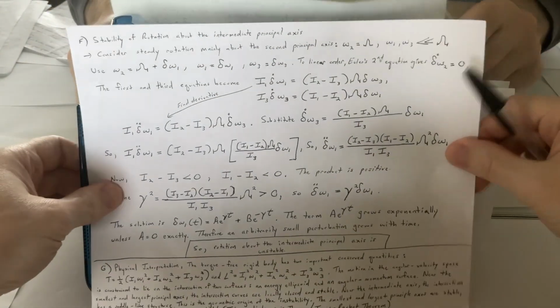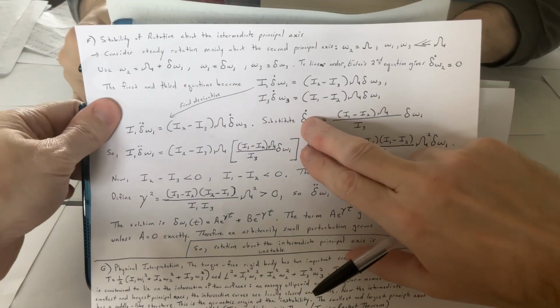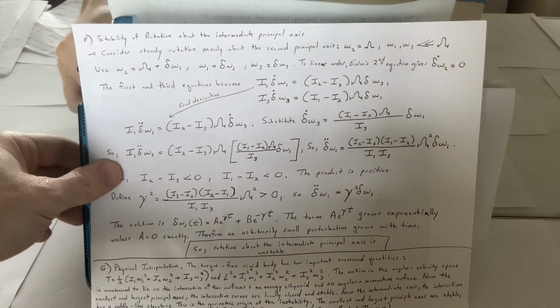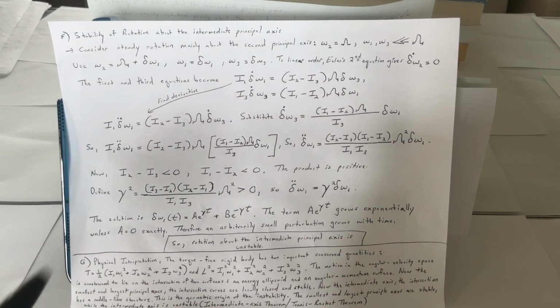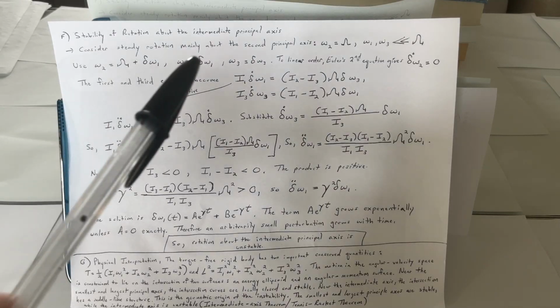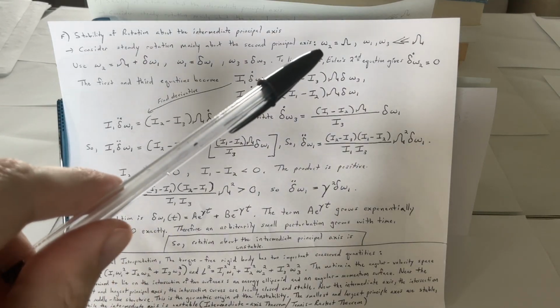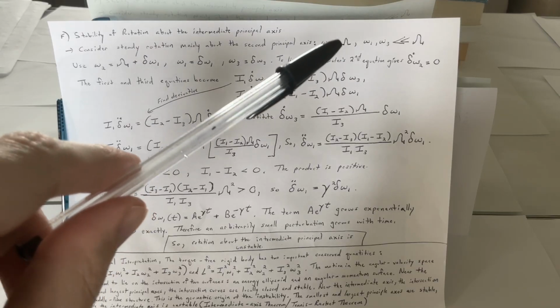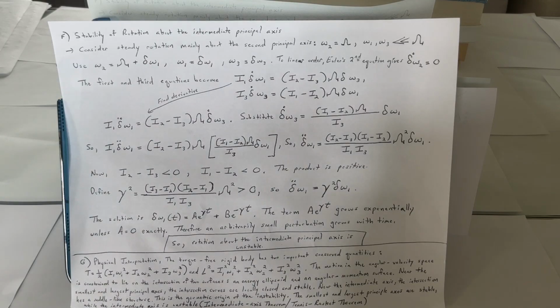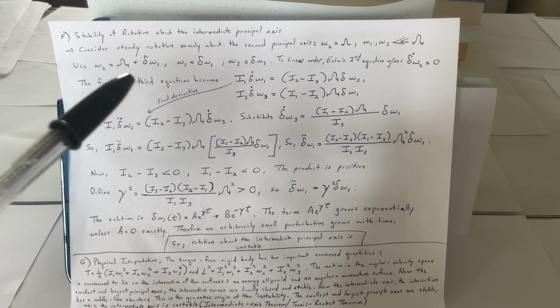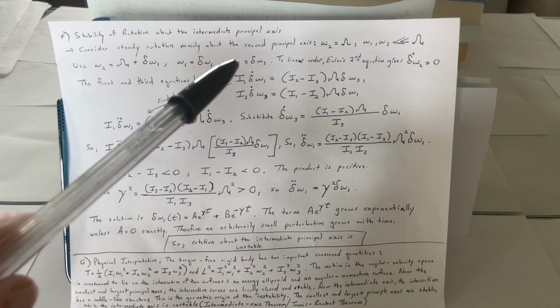So letter F. Now we want to determine the stability of rotation about the intermediate principal axis. That was letter E. Letter F, analyze stability of rotation about the I sub 2 axis, intermediate principal axis. So from here, consider steady rotation mainly about the second principal axis here. Omega sub 2 equals that capital omega, and omega sub 1, omega sub 3 is much less than capital omega. And we're going to use this for omega sub 2. We're going to use this for omega sub 1, for omega sub 3.